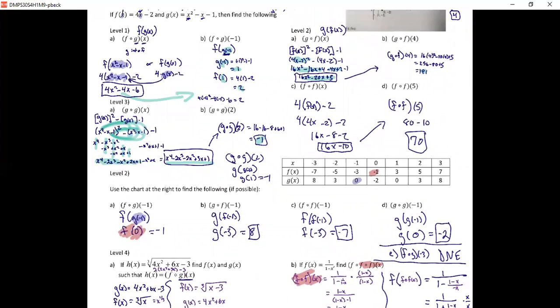So if I want f of g of negative 1, I first want to find g of negative 1, and I do that in the blue highlighter right here. g of negative 1 is 0, and now f of 0, I have that in the red highlighter. It would be negative 1.